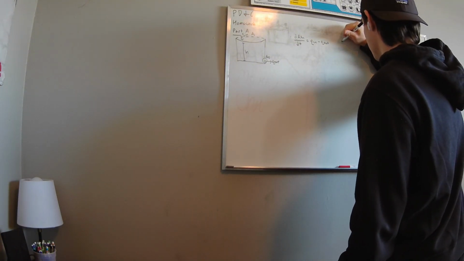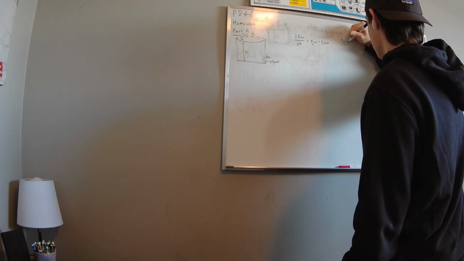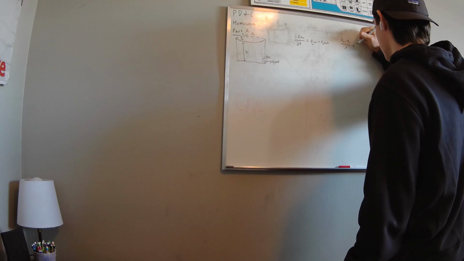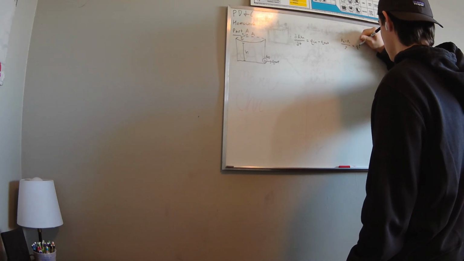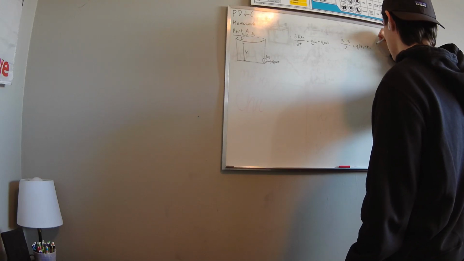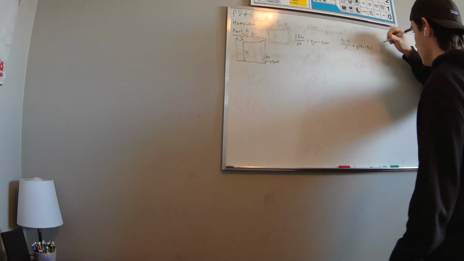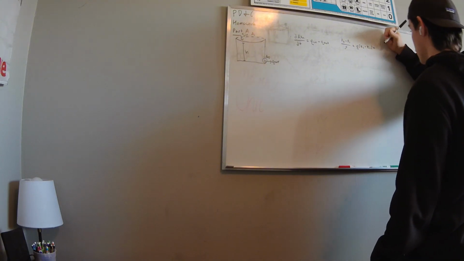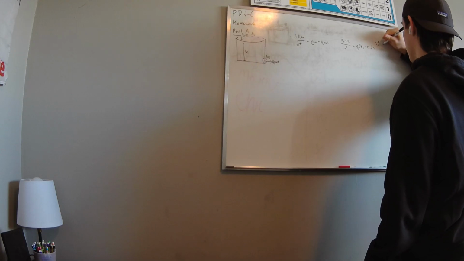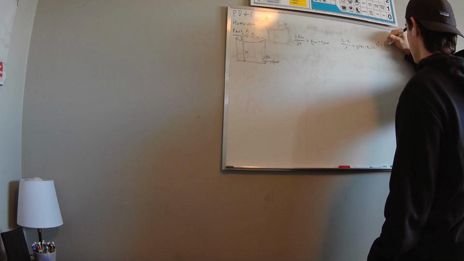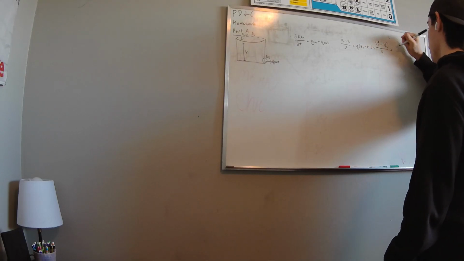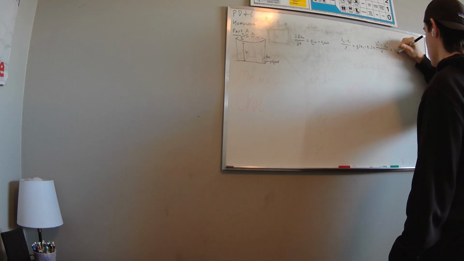The full equation goes (P2 minus P1) over the density, plus the gravitational constant times (Z2 minus Z1), plus the initial velocity squared minus final velocity squared over 2. This whole expression equals your viscous losses.